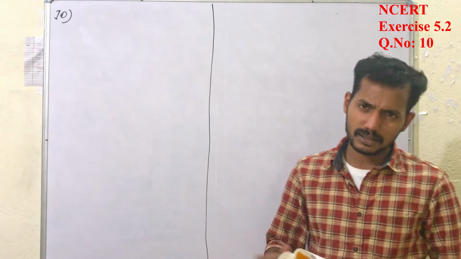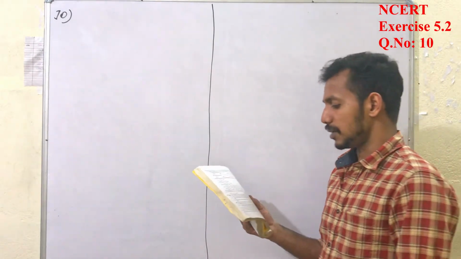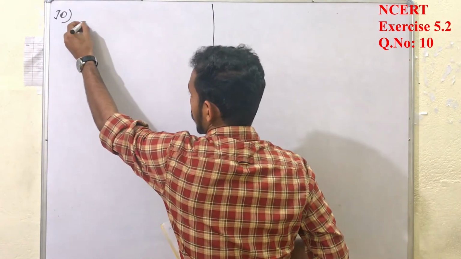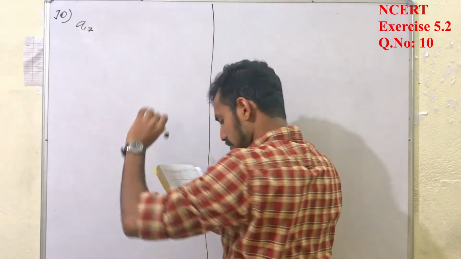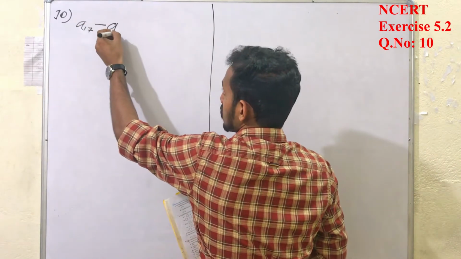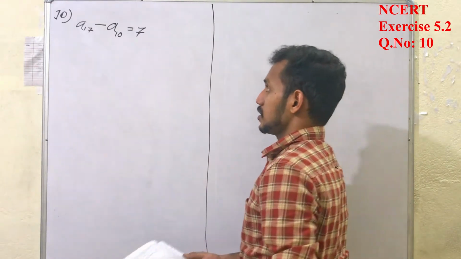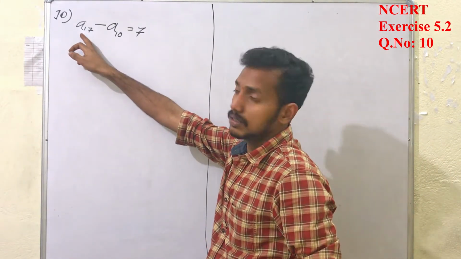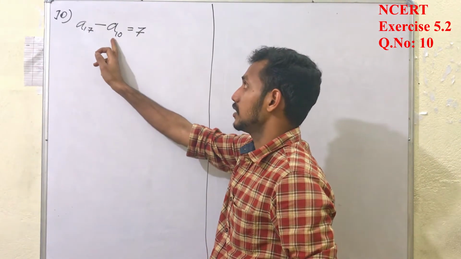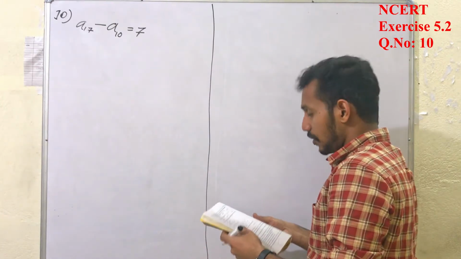Question number 10. Similar type of question, but it's very simple. The 17th term of an AP, that is A17, exceeds the 10th term by 7. That means their difference is 7. It's very important to understand it. What is the question? Find the common difference.